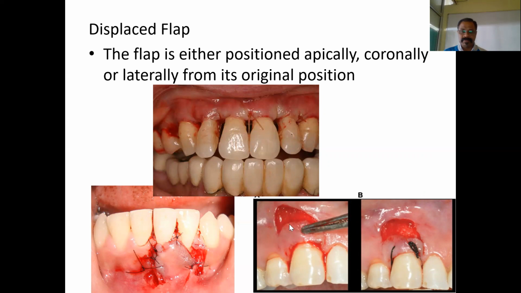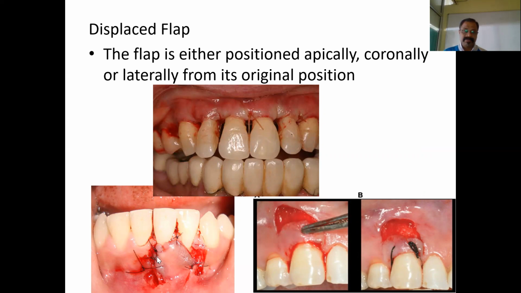Now here, we are giving a semilunar incision. There was earlier recession here. So what we do is give a semilunar incision here and then push this flap coronally and then suture it. That means the flap position was here. Now we advanced it coronally and then we have sutured it. Now this is called a coronally advanced flap.